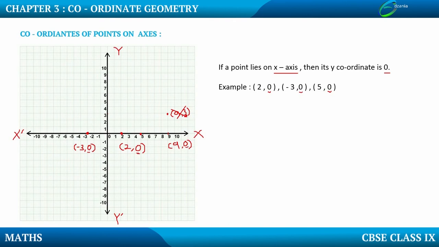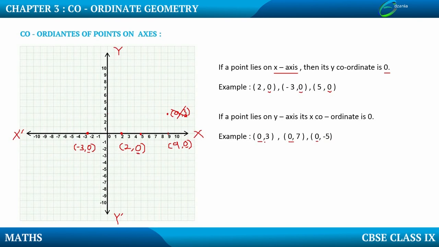Now what will happen if we take the point on the y-axis? Let us see. If the point lies on the y-axis, its x-coordinate is 0. That is, if the point lies on this vertical line over here, the x-coordinate is 0. Examples: (0, 3), (0, 7), (0, -5). You can clearly see now x is 0 in all these examples. That means all these points lie on the y-axis.